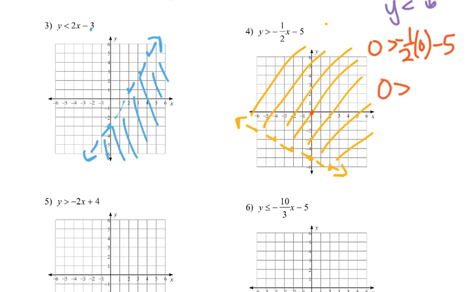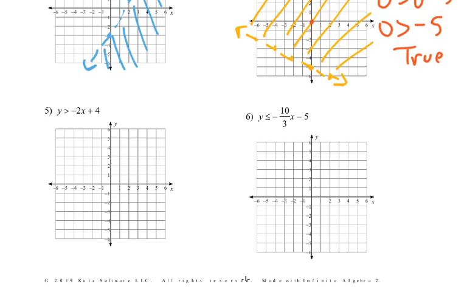Negative 1/2 times 0 is 0. 0 minus 5 is negative 5, and 0 is greater than negative 5. So I was definitely going in the right direction. Okay, number 5.